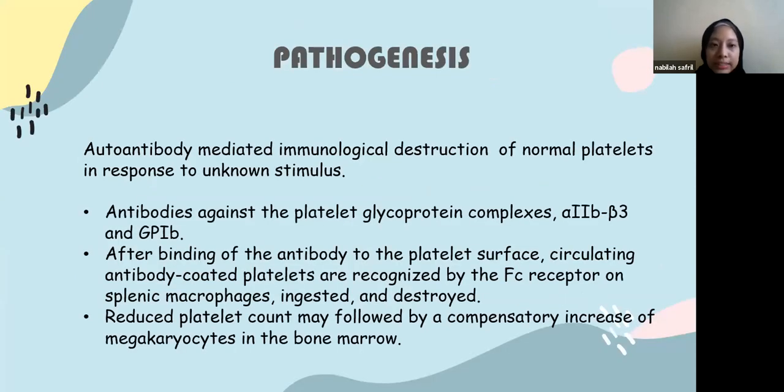Regarding the pathogenesis, it is believed that it is an autoantibody-mediated immunological destruction of the normal platelets in response to an unknown stimulus. The antibodies are against the platelet glycoprotein complexes. After binding of the antibody to the platelet surface, the circulating antibody-coated platelets are recognized by the Fc receptor on the splenic macrophages, and become ingested and destroyed. Therefore, these will cause reduced platelet count that may be followed by a compensatory increase of megakaryocytes in the bone marrow.